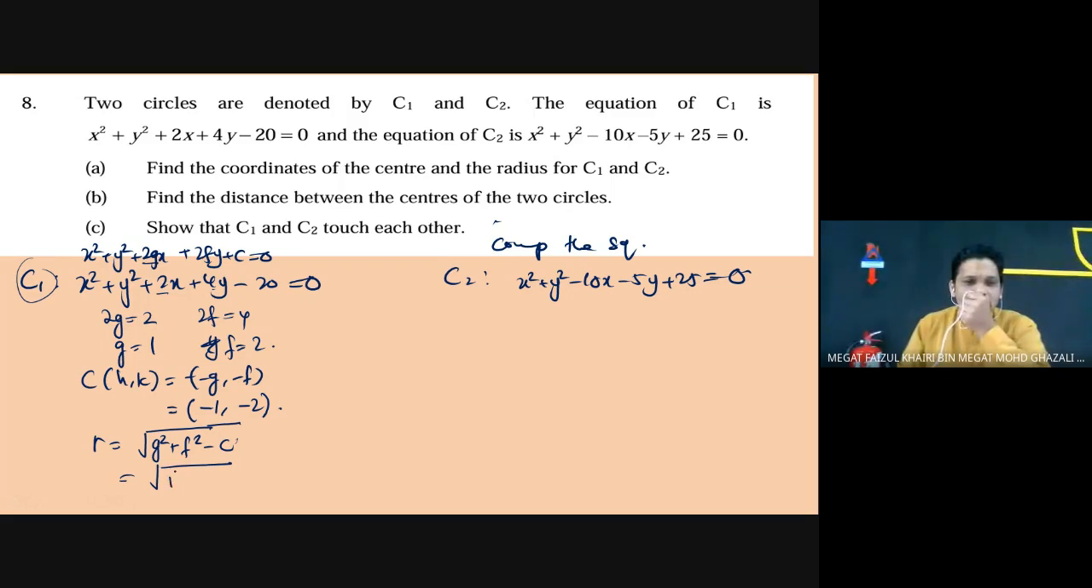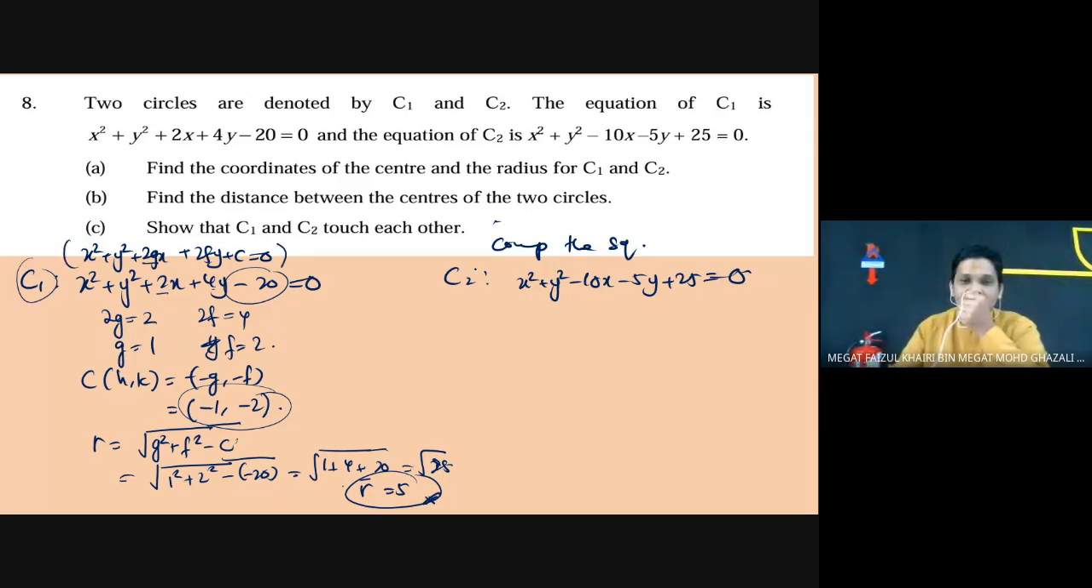g is 1 squared plus 2 squared minus c, c is negative 20, right? Negative 20. So 1 squared is 1 plus 2 squared equal to 4 plus 20, which is square root of 25. Then this is equal to 5. Okay, so the center is negative 1, negative 2, and the radius is 5. Okay, this is used when we compare with the general equation of a circle here.